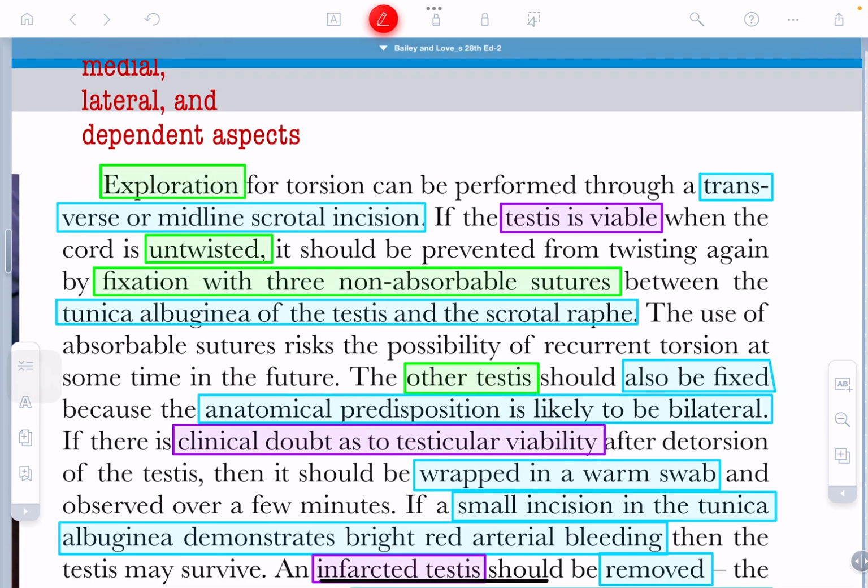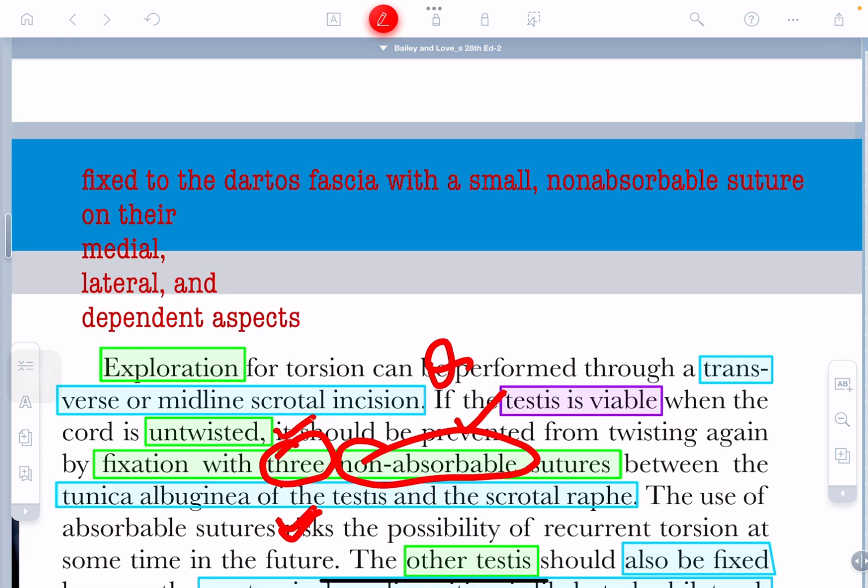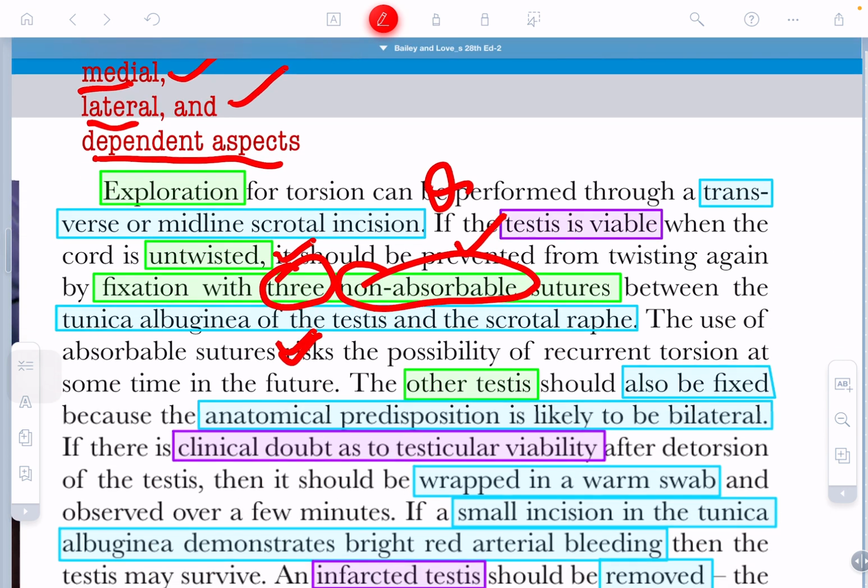The exploration of the testis can be performed through a transverse or midline scrotal incision, so that we can approach both sides. If the testis is viable, it should be untwisted and fixed with 3 non-absorbable sutures. Where are you going to suture? The tunica albuginea of the testis and the scrotal raphe. In Sabiston it is given as fixed to the dartos fascia with a small non-absorbable suture on the medial, lateral and dependent aspect.